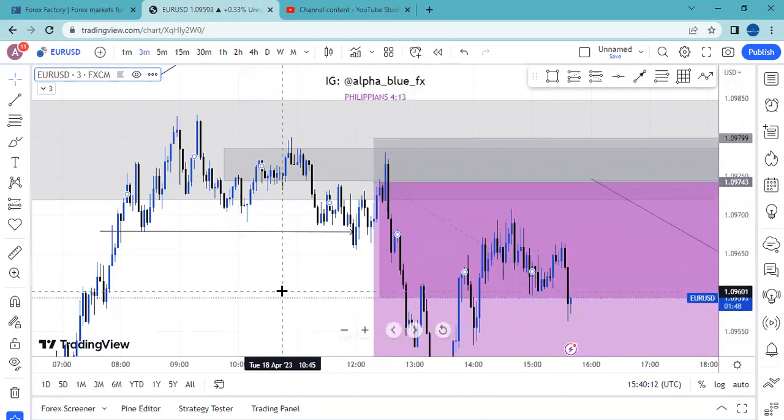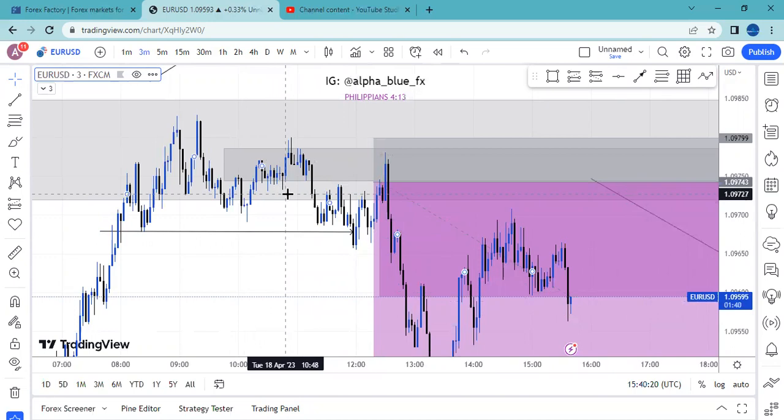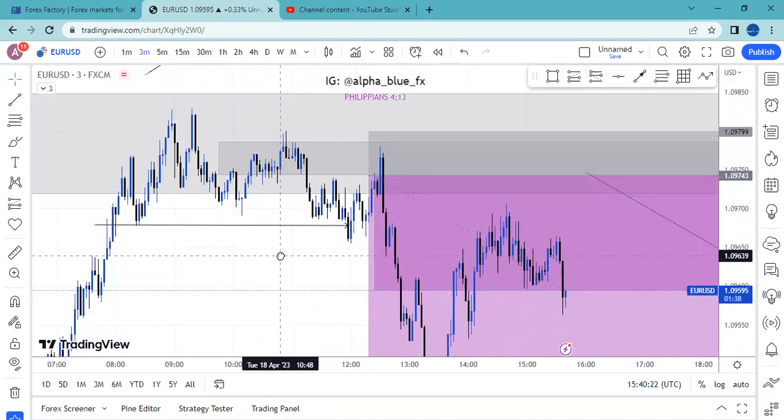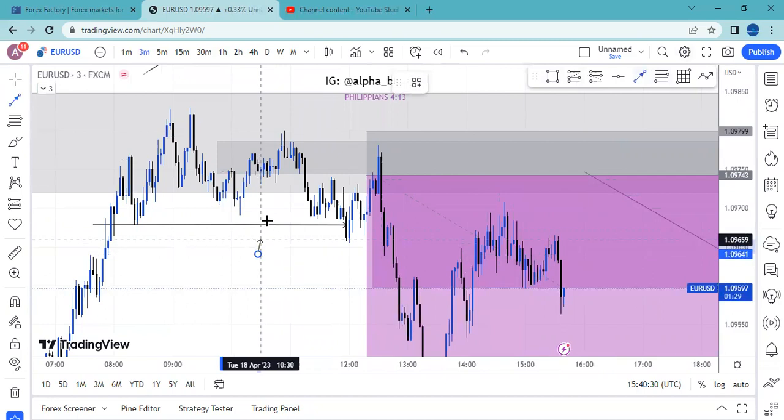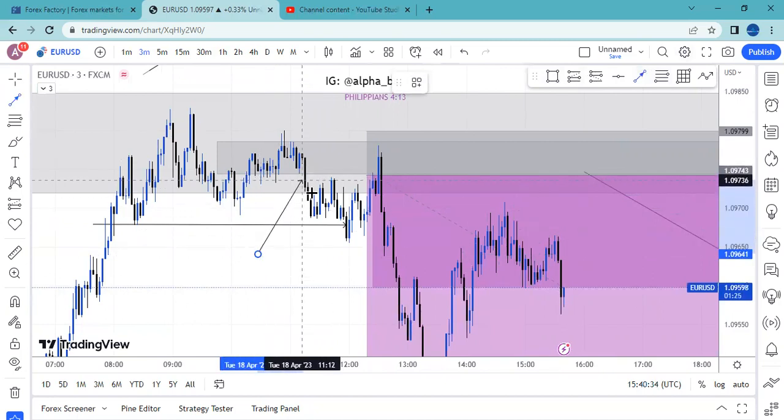I then looked for a level or another block that I can use to look for sell entries or place my sell entry. This was the one that I used, because as you can see, this one right here was the beginning of the sell move that broke this zone right here. And the market gave a very strong push downwards.